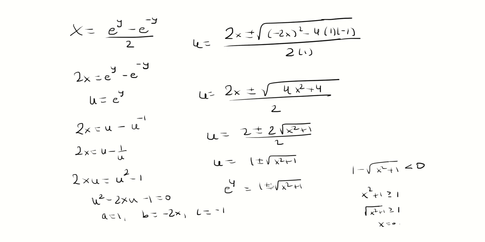So for this one, we're going to eliminate the negative. We're going to have e^y is equal to 1 plus the square root of x squared plus 1. And then taking the natural log of both sides, we get y is equal to the natural log of 1 plus the square root of x squared plus 1. And that's our final answer.